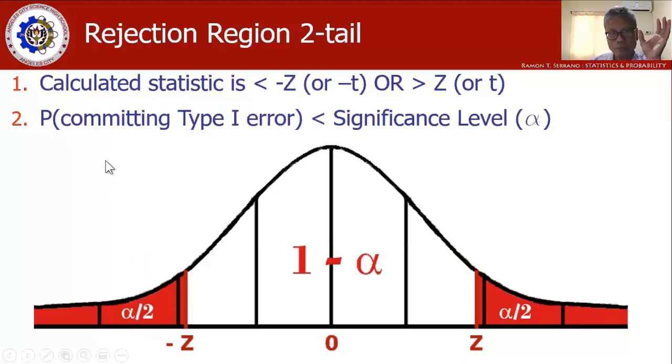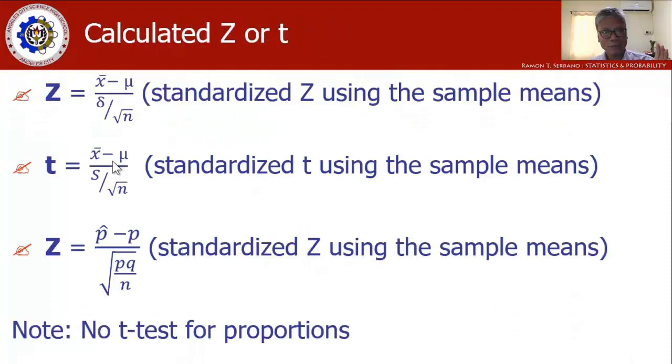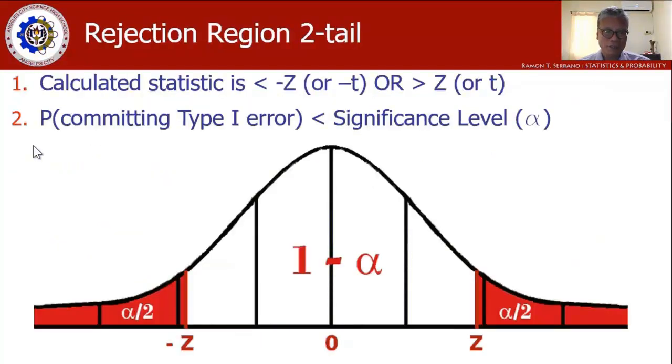So therefore, your probability of committing type 1 error is basically the probability that z is less than or equal to the calculated z. And I will explain that further in a more concrete example. So, if the probability of committing type 1 error is less than the significance level alpha, then that belongs to the rejection region.